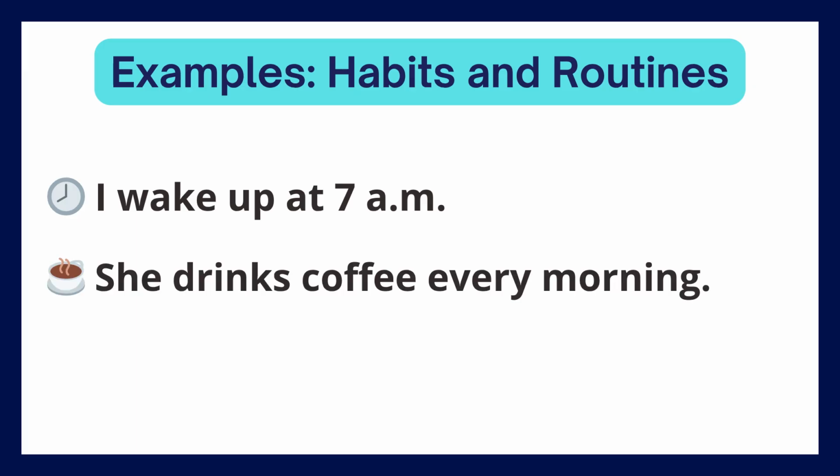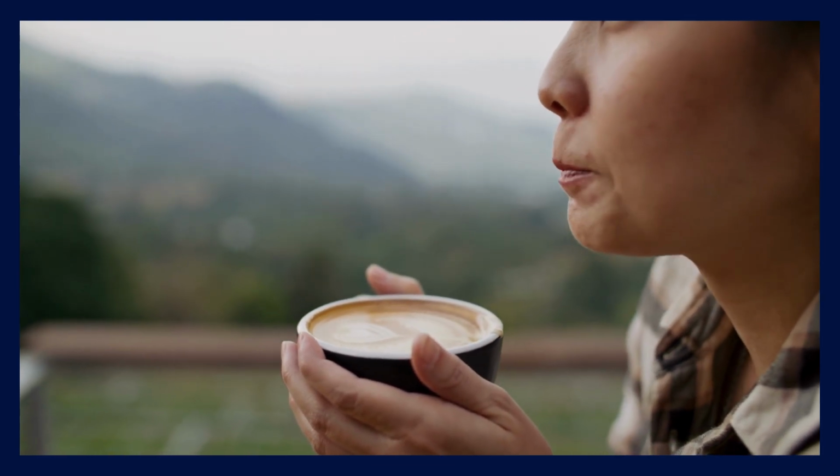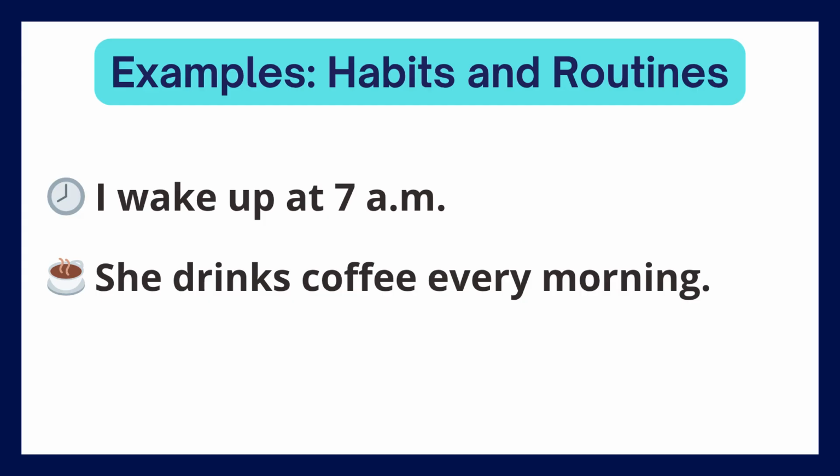She drinks coffee every morning. This sentence tells us about a habit, something she does regularly, probably as part of her morning routine. The words every morning show that this action happens again and again, not just once. We also notice the S at the end of drinks because the subject is she. Remember, he, she, it plus verb plus S rule. We are going to see later on.